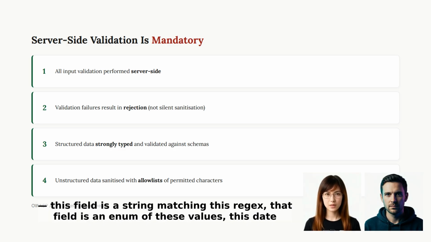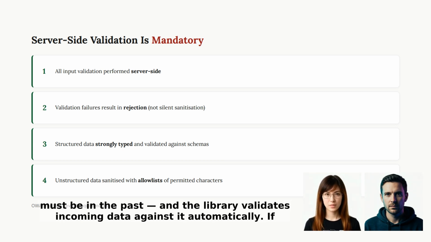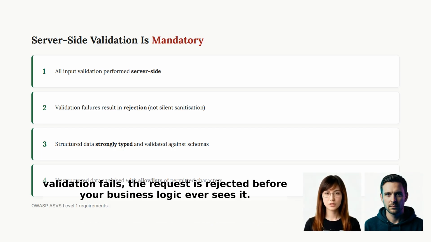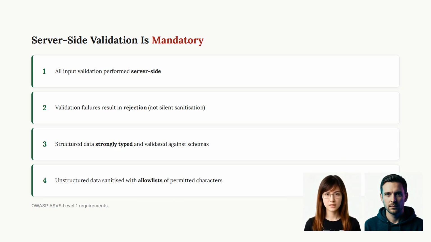You define a schema. This field is a string matching this regex. That field is an enum of these values. This date must be in the past, and the library validates incoming data against it automatically. If validation fails, the request is rejected before your business logic ever sees it.